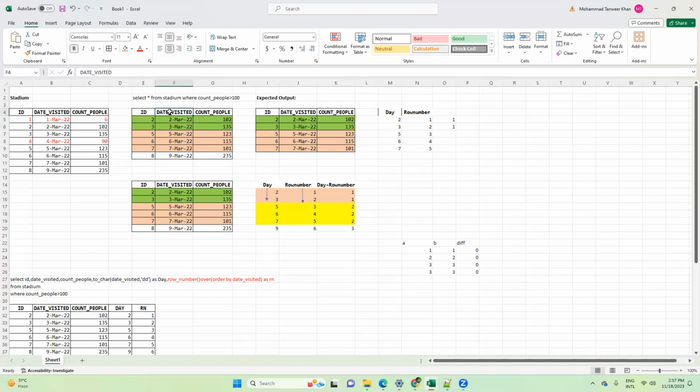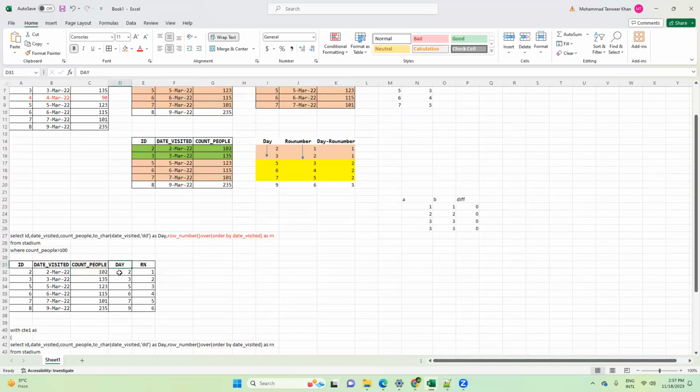So I thought, okay, they're asking me to check consecutive days. First of all, I extracted the days, and that's what I have done here. I extracted the day part from the date visited. This is clear, right? Okay. And then I derived row number. Why have I derived row number? Because the special thing about row number is it is always incremented by one only.